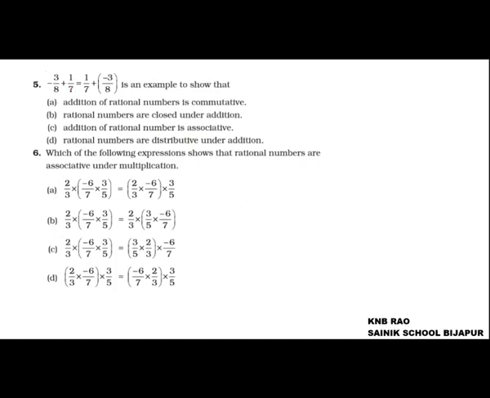Minus 3 by 8 added to 1 by 7 is equal to 1 by 7 added to minus 3 by 8. This is what happens if we have any two rational numbers: their sum, however we add them, is equal. This is what the commutative property tells. So the right answer is that addition of rational numbers is commutative under addition, option A.